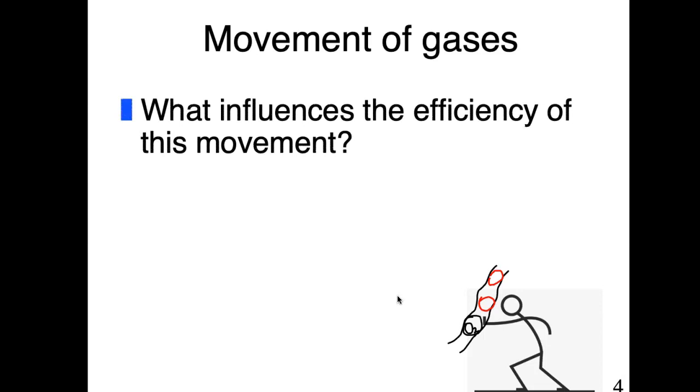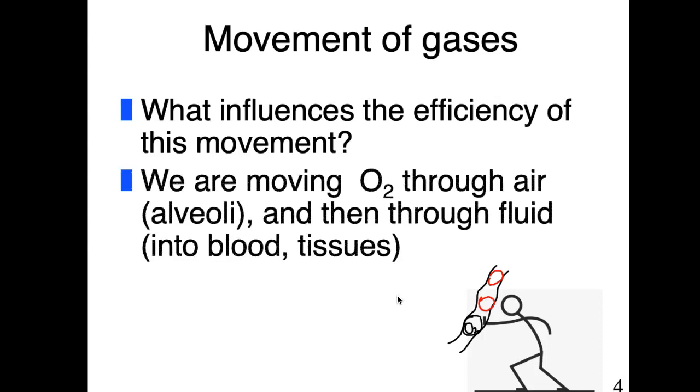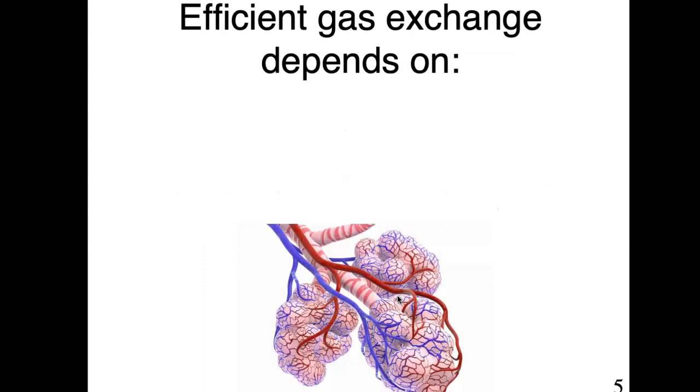So what's going to influence the efficiency of this movement? How well you can do that, how well you can move gases around. As I said earlier, we're moving oxygen through air into the alveoli and then through a fluid into the blood and into the tissues. Very hard thing to do. Transporting it in two different mediums is not an easy task. So the efficiency of that gas exchange is going to depend on a few things.